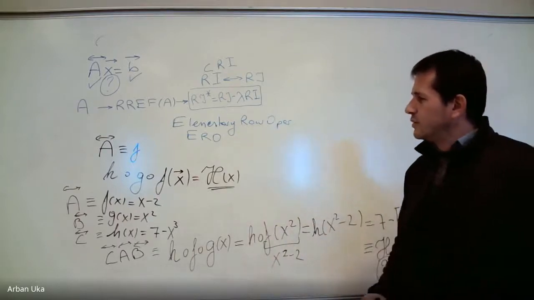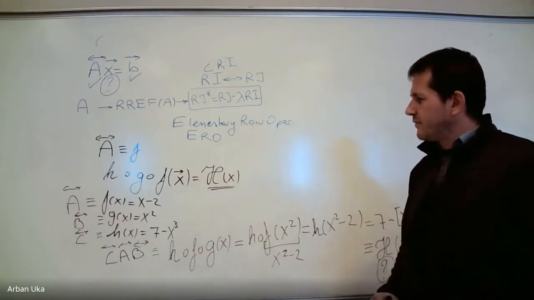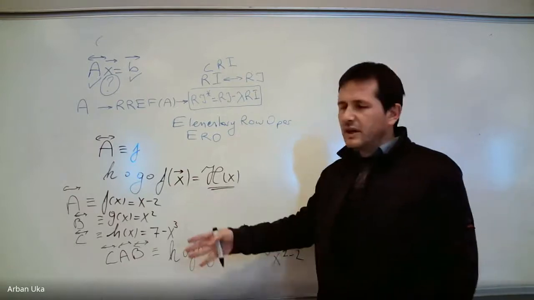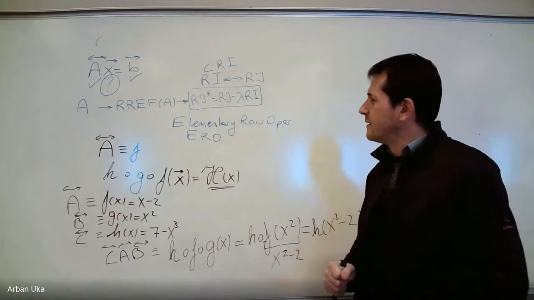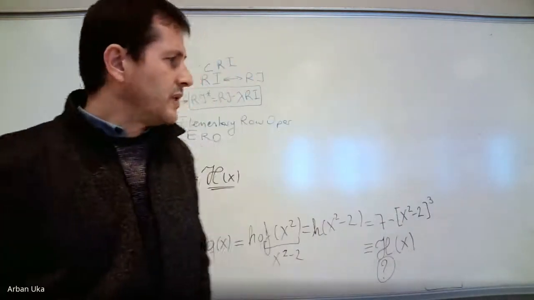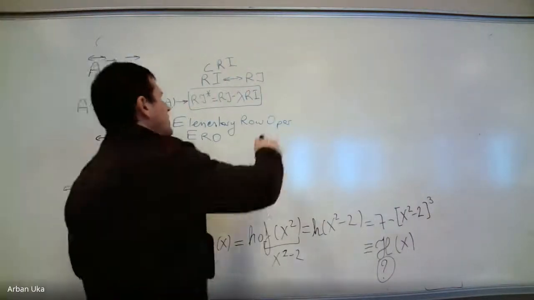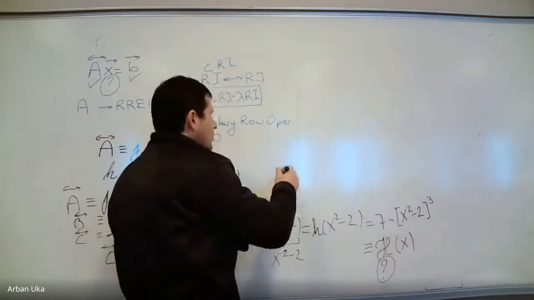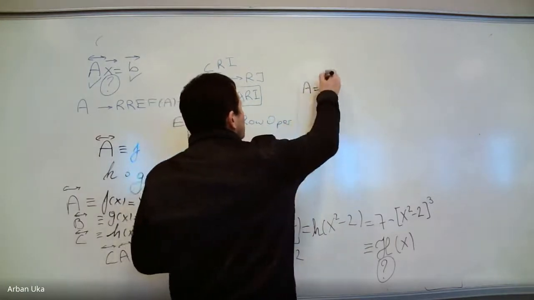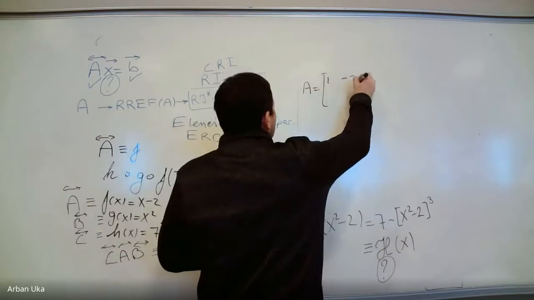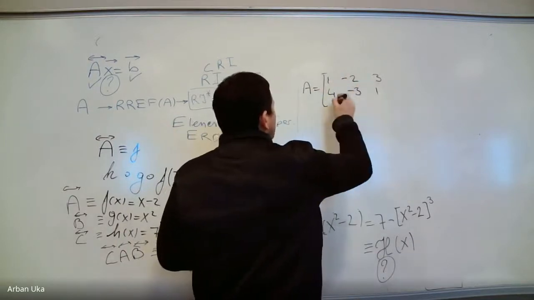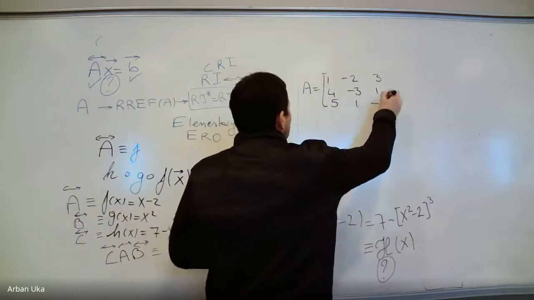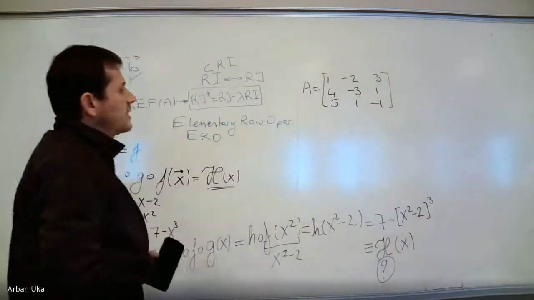So it is good to always represent everything in here by matrices. How can we do it? This is what we are going to do next. So assume for a moment that we have a matrix which looks like this. Let's say A is equal to 1, minus 2, 3, 4, minus 3, 1, 5, 1, minus 1. So here we have some random numbers.